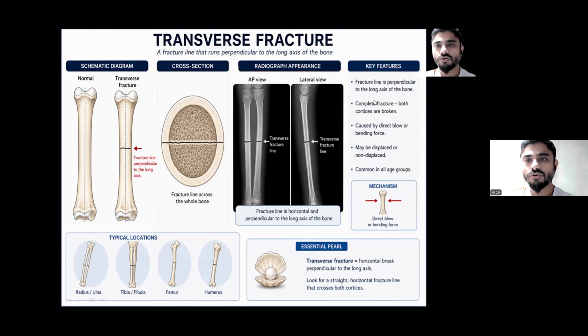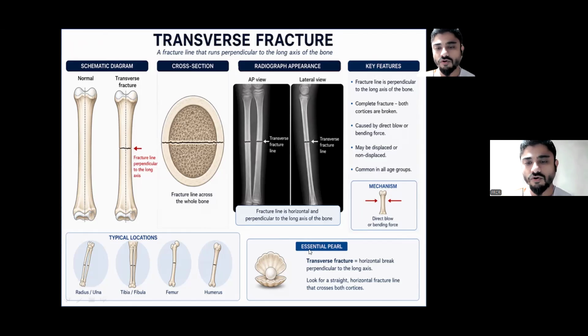So what are the key features of the transverse fracture? The fracture line is almost perpendicular to the long axis of the bone. Both the cortices are broken, caused by direct blow or bending force. May be displaced or non-displaced. We are going to discuss this later in this lecture. Common in all age groups. Typical location: radius, ulna, tibia, fibula, femur, and humerus.